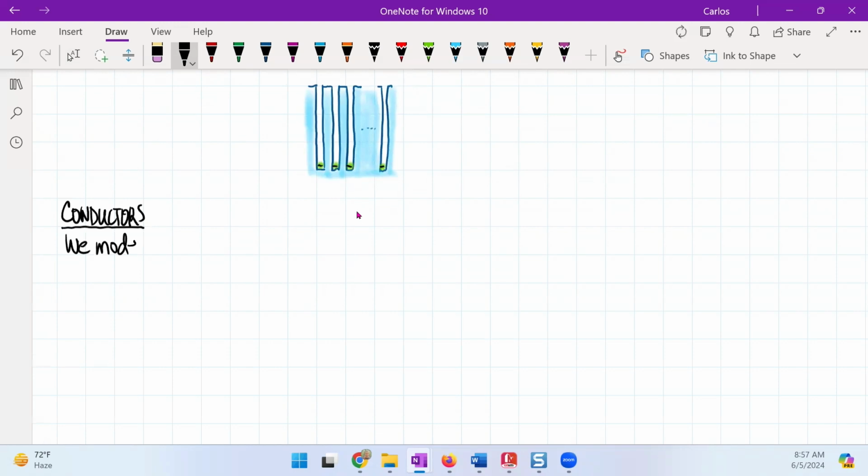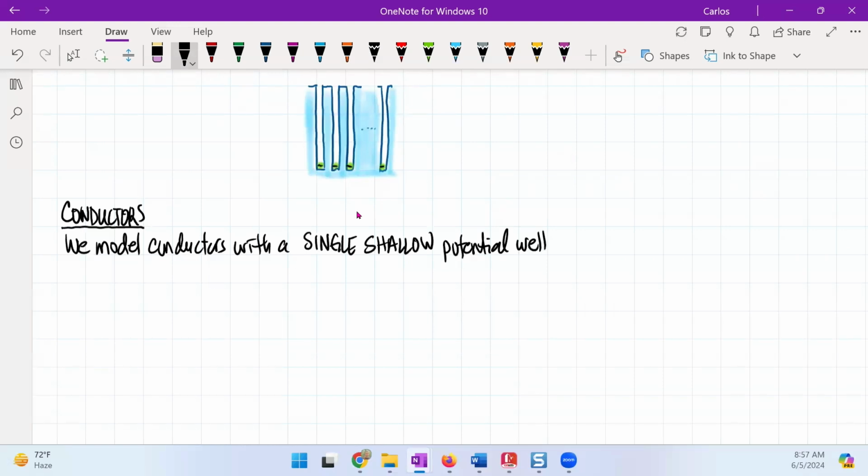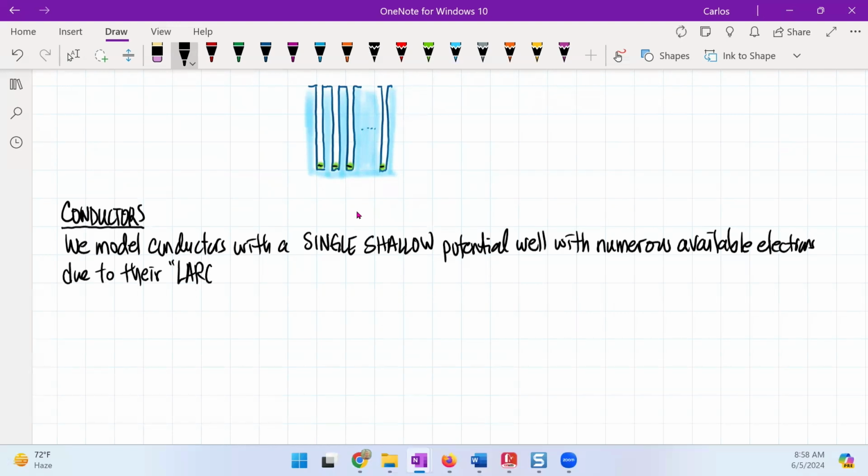We model conductors with a single shallow potential well, with numerous available electrons, due to their large band gap.